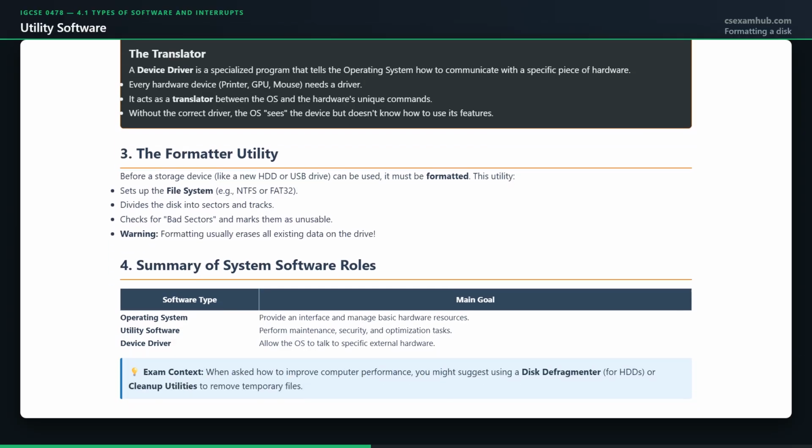The formatter utility prepares a storage device for use. It organizes the surface into the structure the file system expects, tracks and sectors on a magnetic disk, as we covered in 3.3, and creates the file system that will record where everything lives. Two things worth knowing. Formatting normally erases the data already present, or at least the records of where it is, which is why the warnings are so insistent. And a drive must be formatted before it can be used at all, because without a file system, there is nowhere to write down what is stored where. A brand new drive arrives formatted, which is why this is invisible most of the time.